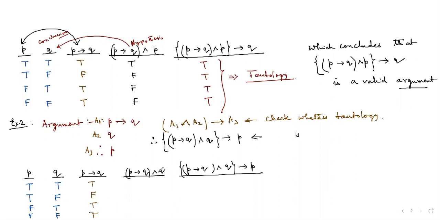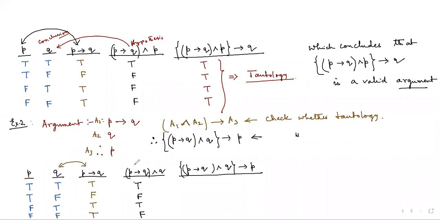Now, P implies Q and Q. Now, you see, we have to consider these 2 statements. Remember, if both of them are true, then this will be true. If both of them are false, it is false. Both of them are true, it is true. One of them is false, so it is false. So we have got T, F, T, F.